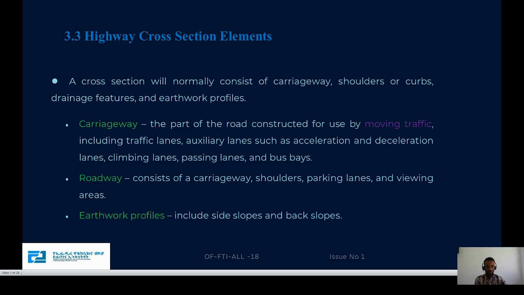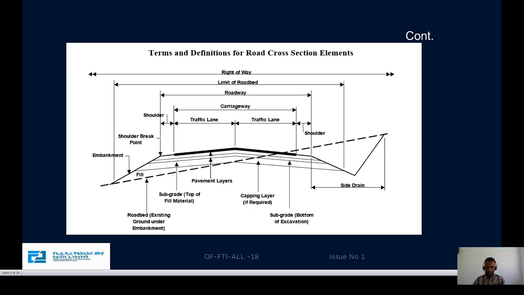And lastly, the earthwork profile includes the back slopes and side slopes. So these figures express the details about the cross-sectional elements. We see the traffic lanes are used for the movement of the vehicle. Next to the traffic lane there is a shoulder, and after the shoulders there are drainage structures.